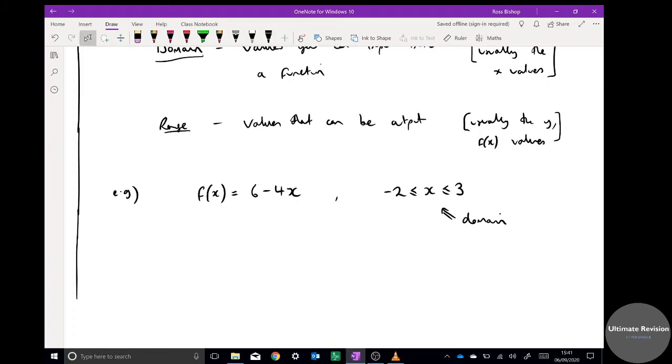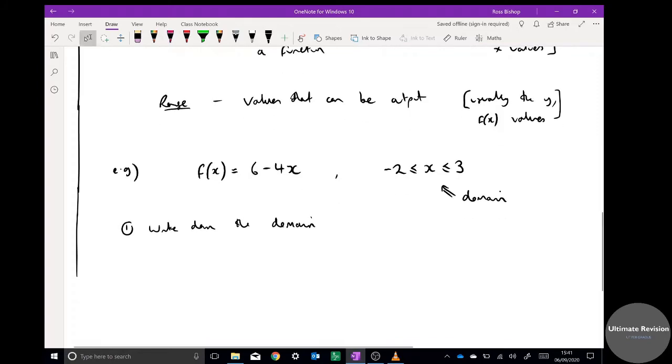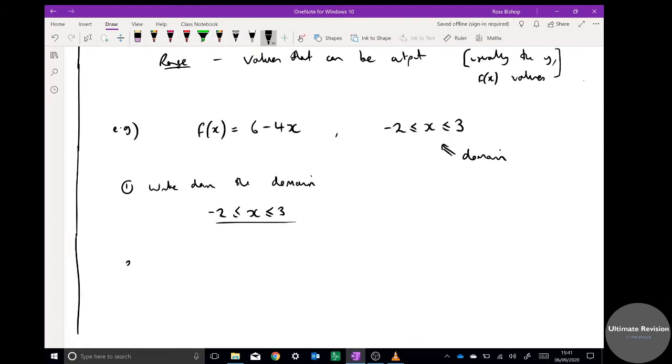So if you see some sort of inequality on the right side after a function like this, it is telling you that that is the domain of the function. Those are the only allowable inputs. So you're only allowed to input values from minus 2 to 3. So question 1 might be write down the domain. So what values are you allowed to input? Well, the question has restricted me. The answer is any value between minus 2 and 3. Okay? There's a bit of a trick question.